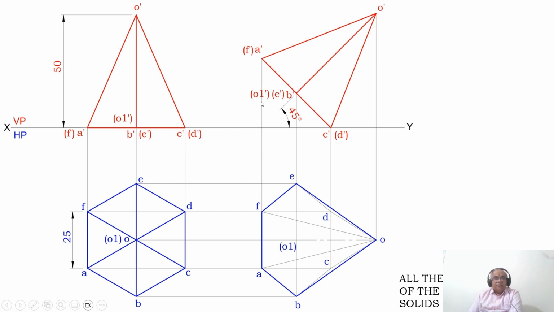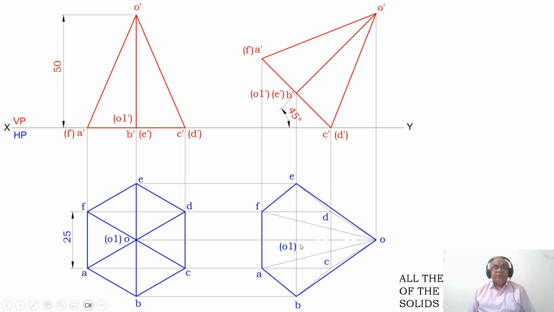Draw a vertical projector from A dash and F dash to the top view and draw a horizontal projector from both A and F. These two lines are going to intersect at these two points. You mark this point as A and F. Similarly, you draw a vertical projector from B dash, E dash and O1 dash and draw a horizontal projector from E and then from O1 and O to the second position top view, and similarly from B to the second position top view.